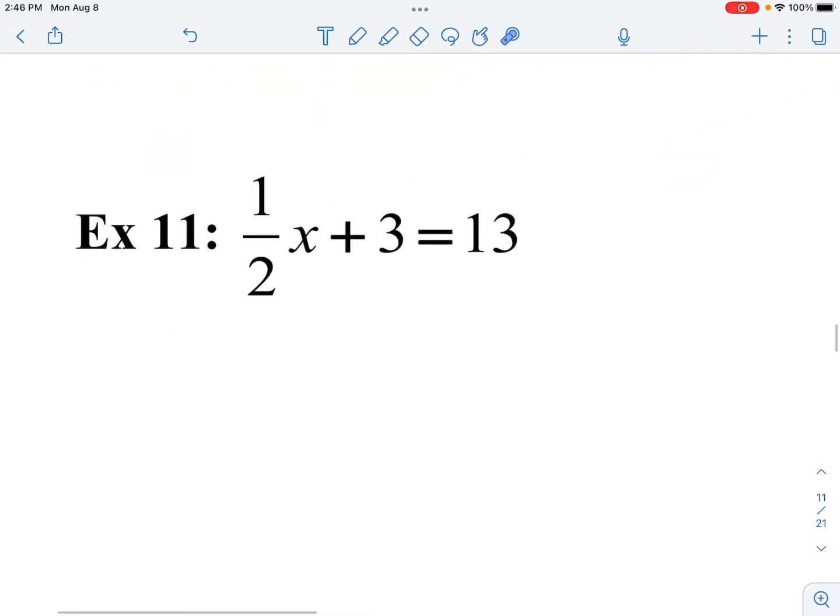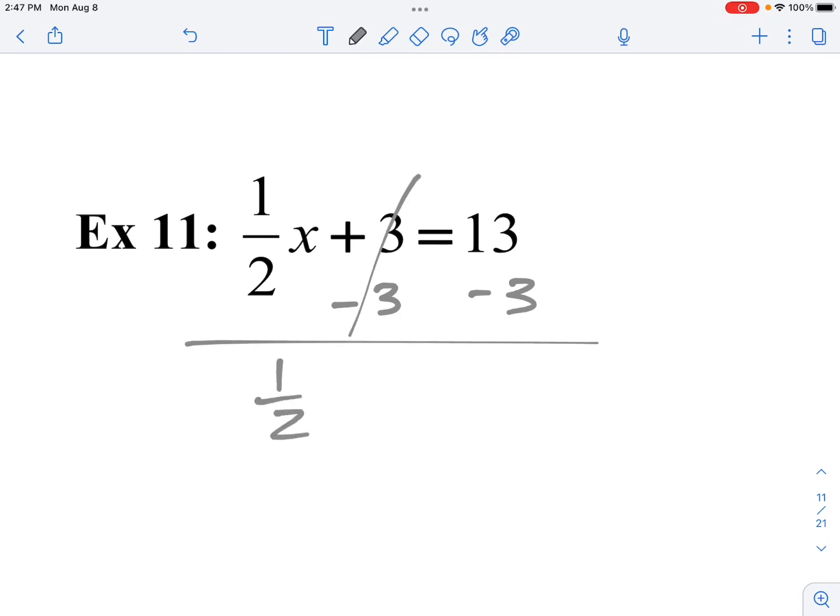Here's number 11. Here's my x, and here's my whole number on the same side as the x. I'm going to start there because the easiest thing to do would be to subtract 3 from both sides of the equation. Remember, this is all one side of the equation. Here's the other side. The equal sign in the middle is what divides it. So that cancels that 3, and that's a good thing. I'm going to bring down my 1/2 x, and when I do 13 minus 3, I get 10.